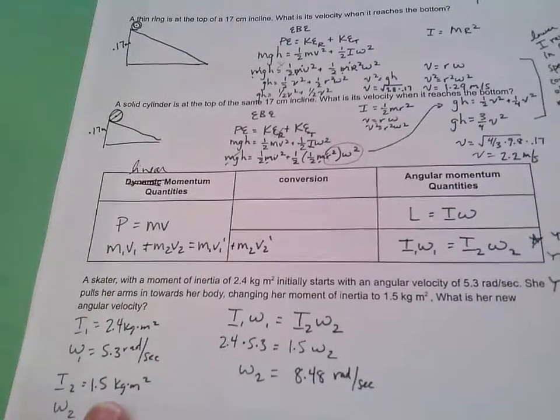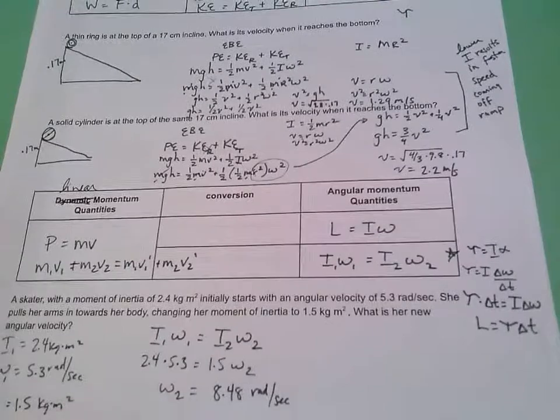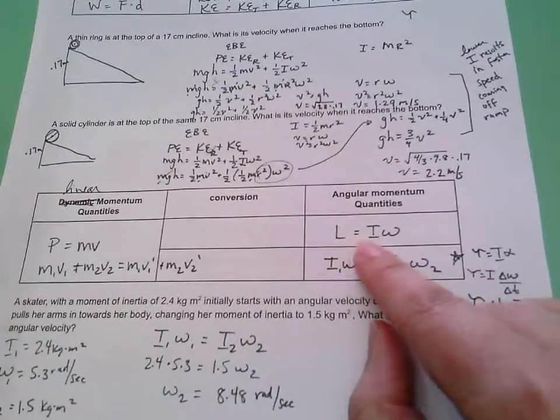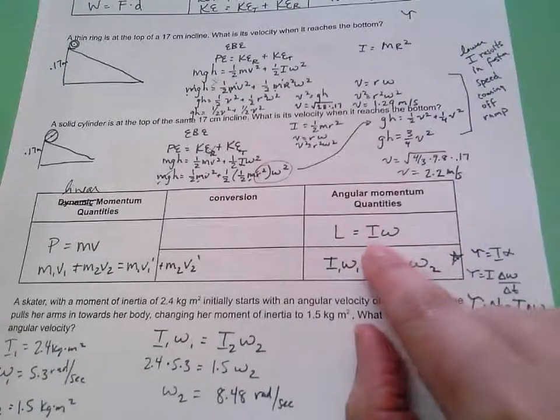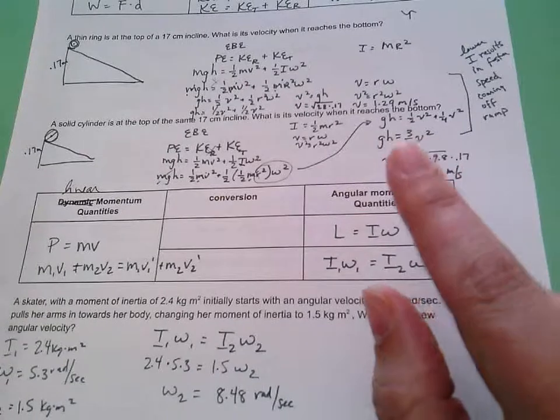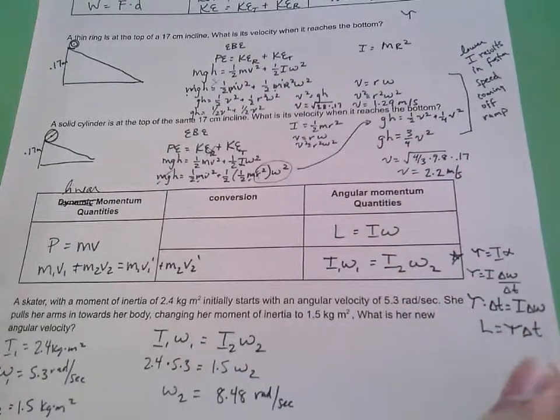All right. So for angular momentum, the symbol is L, and it equals I omega. So our moment of inertia times our angular velocity. And so what does this look like? If you have ever spun around, it's going to be different when you have your arms out as opposed to your arms in. That's changing your moment of inertia.